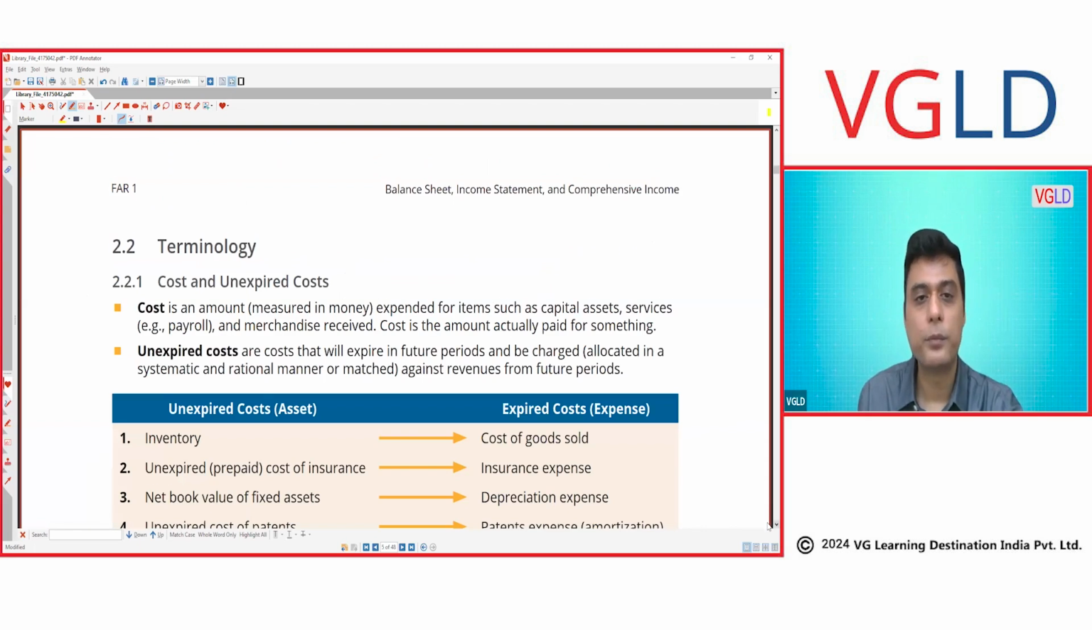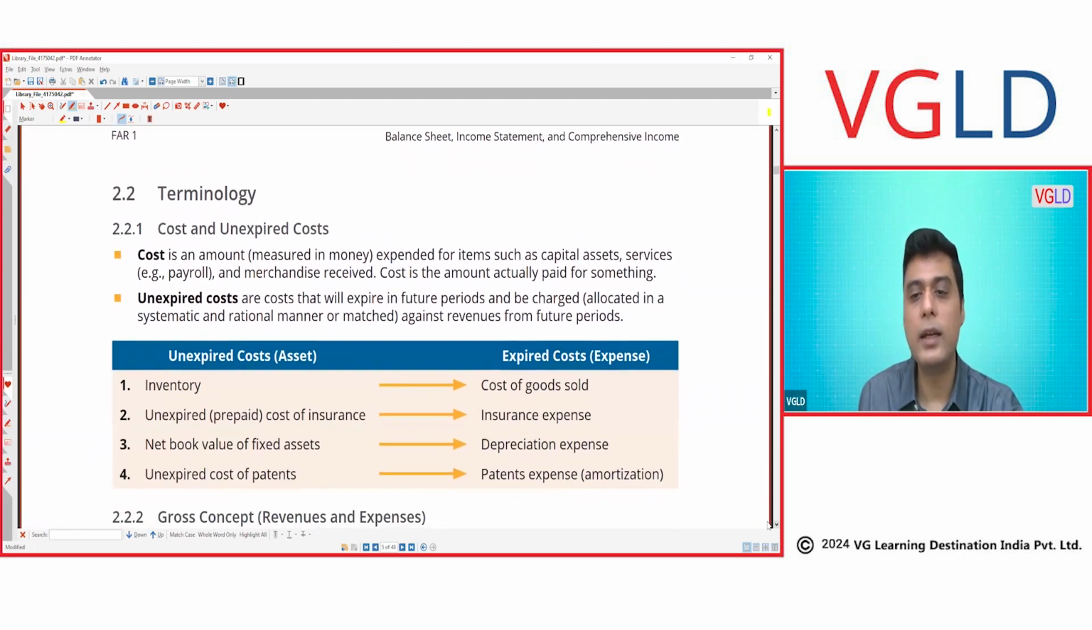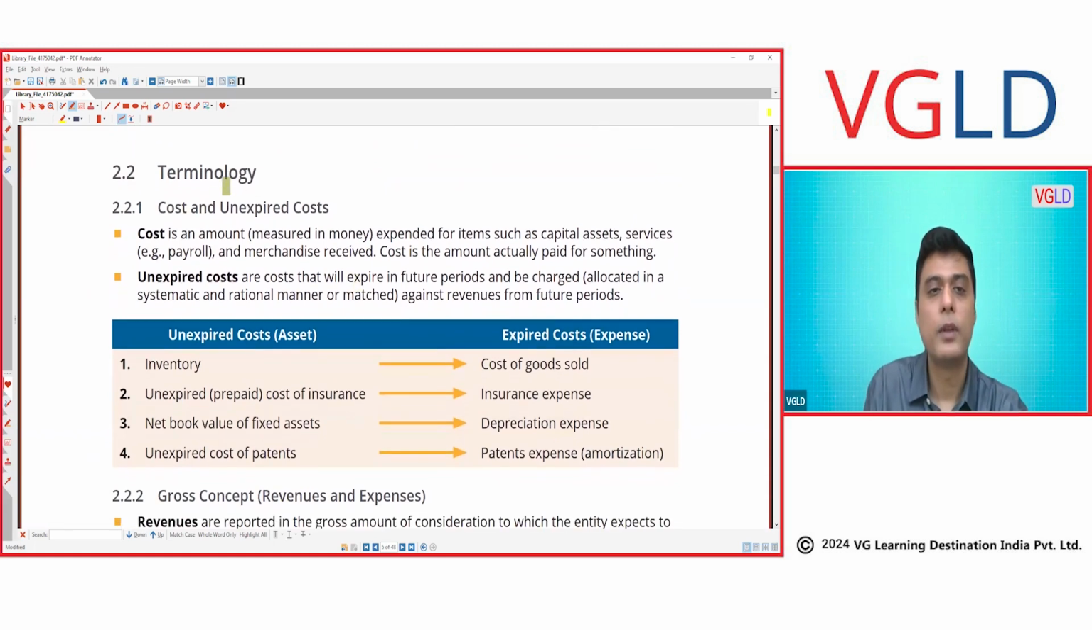Okay, now costs and unexpired cost. So let's look at the table first, then I will come to the definition part. You see here, unexpired cost is an asset. Inventory is an asset in your balance sheet. But when you sell that inventory, you show the cost of goods sold in the income statement. Cost of goods sold is an expense in the income statement.